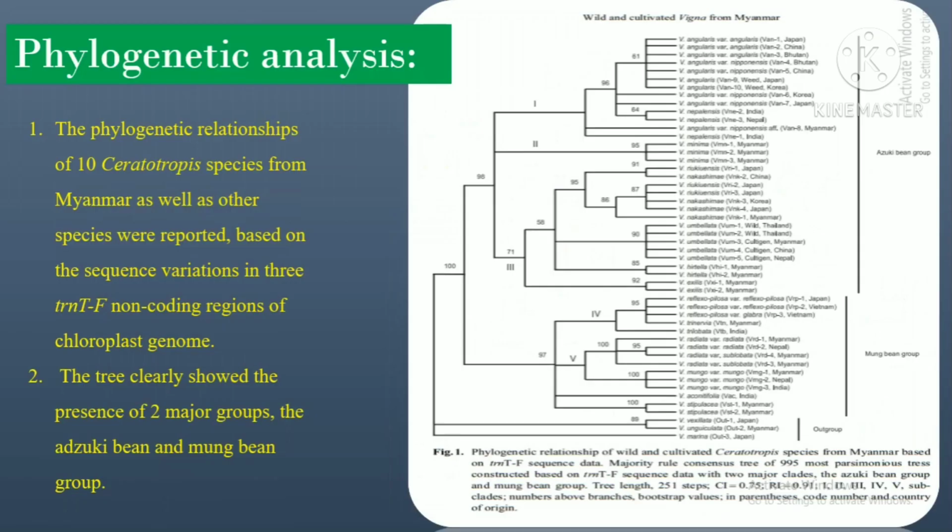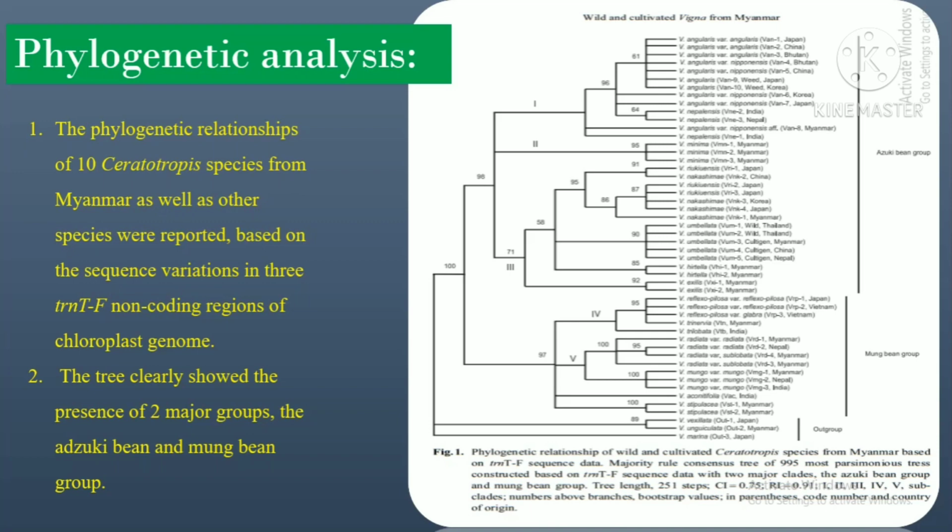Coming to phylogeny analysis, for clarifying the phylogenetic diversity of 15 species of the subgenus Ceratotropis, including 7 wild and 3 cultivated Vigna species, which are collected from Myanmar, sequence variations in the trnT-trnF non-coding regions of the chloroplast genome were analyzed. The Myanmar materials were clustered into two well differentiated groups, that is adzuki bean group and the mung bean group.